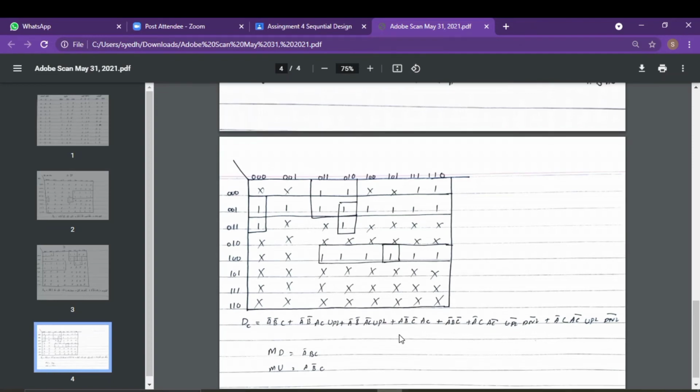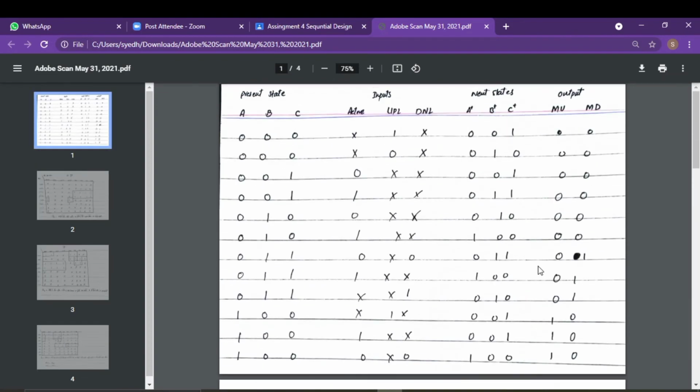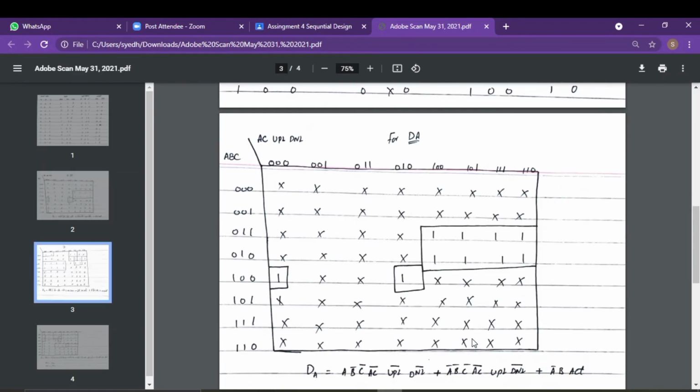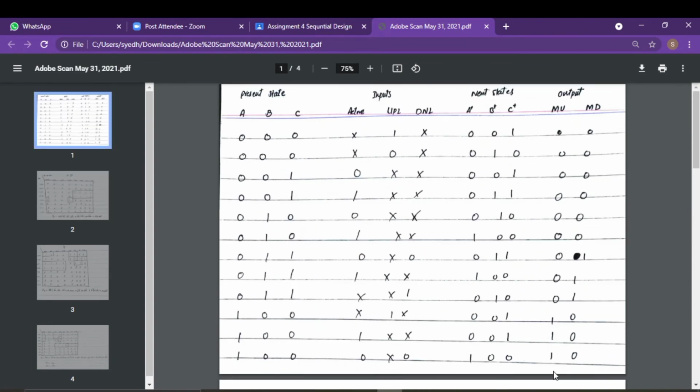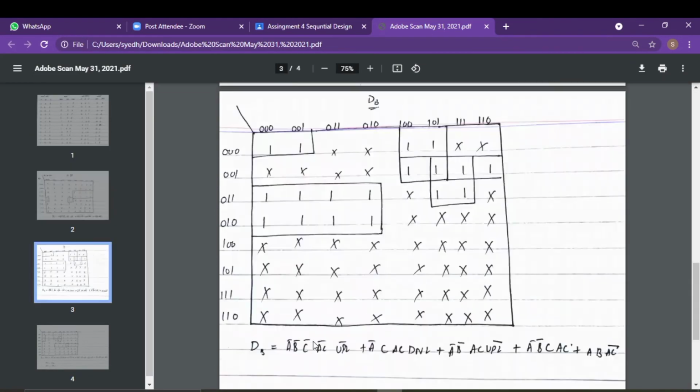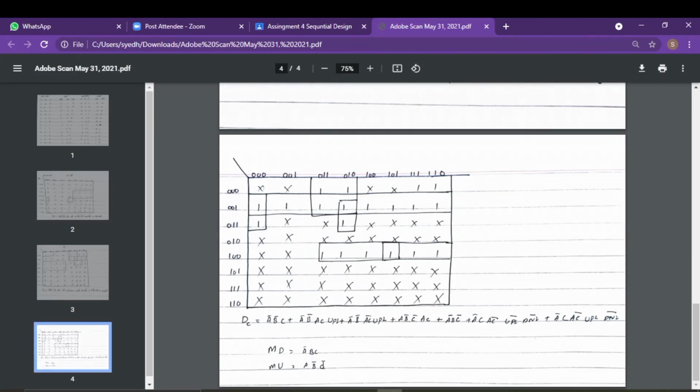By simply using the min terms technique, you can also calculate MU and MD by comparing that with the present level state. Here you can see that only the three are the ones, so we have compared it with the present level state. Here is A, and B and C are zeros, meaning B dash C dash. So the MU will be A B dash C dash.